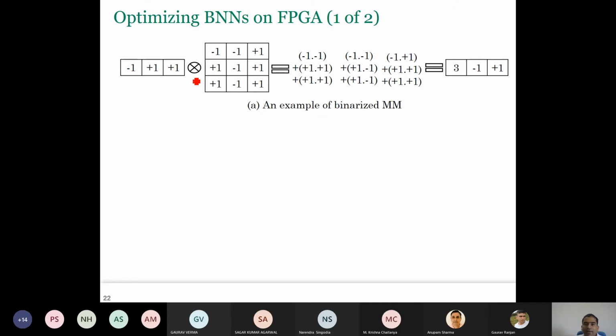Now let us see how. Suppose we have this input, -1 +1 +1, and here are the weights. So you can very easily do the matrix multiplication. This is -1 +1, then 1 1. So that is this number. Then this multiplied with this, with this, with this. That gives us this number, and then this number gives us this. Fine. This is the binarized matrix multiplication.